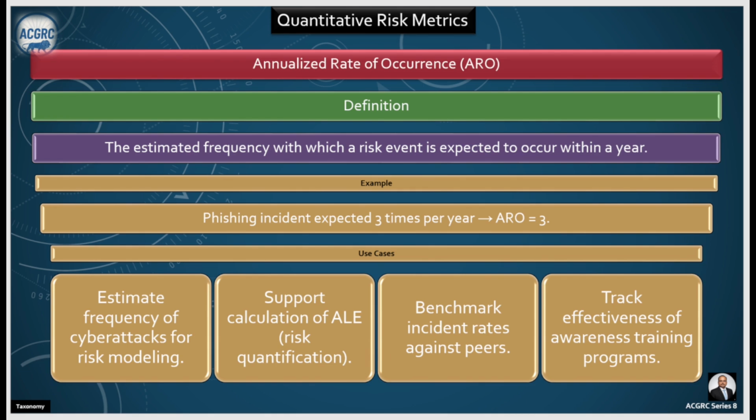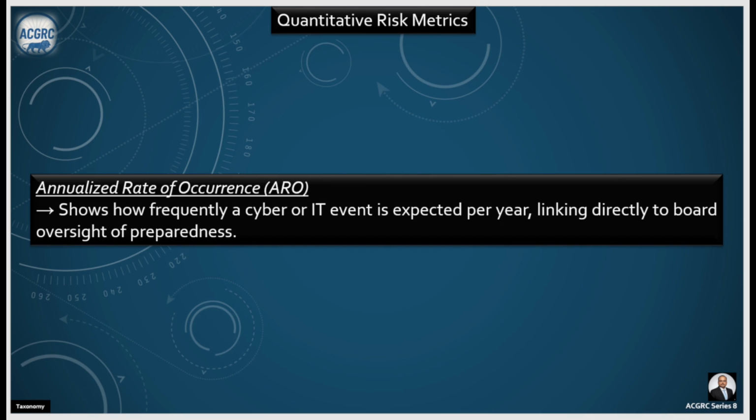ARO is used for estimating the frequency of cyber attacks for risk modeling. ARO is used to support calculation of ALE, that is risk quantification. ARO is used for benchmarking incident rates against peers. It is used to track effectiveness of awareness training programs. So, annualized rate of occurrence shows how frequently a cyber or an IT event is expected per year, linking directly to board oversight of preparedness.